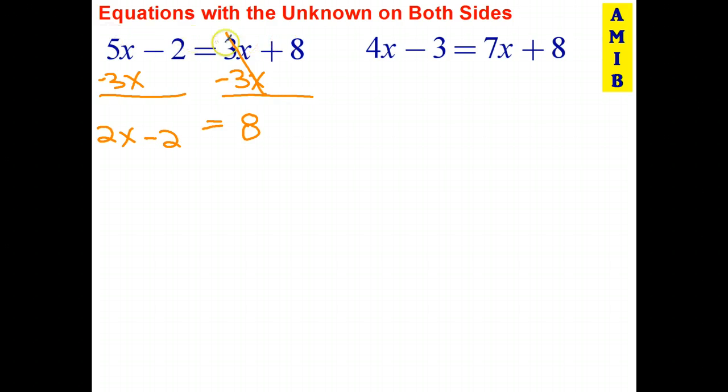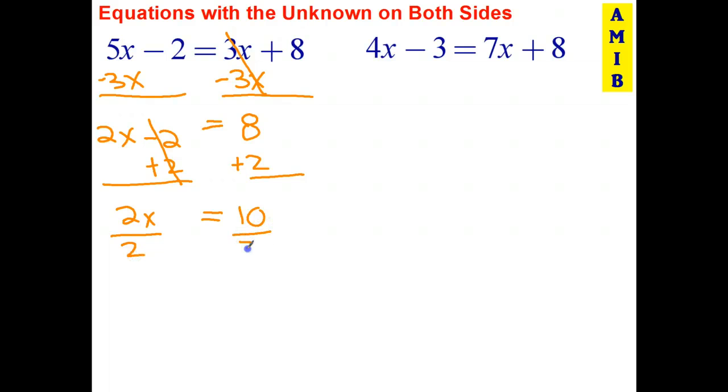So notice I had an equation that had the x's on both sides. By subtracting 3x from both sides, I get a new equation where the x is on just one side. Now we know how to solve this. We've done similar ones in the previous videos. We add 2 to both sides, leaving just 2x. 8 plus 2 is 10, so 2x equals 10. And divide both sides by 2. And the answer is x equals 5.